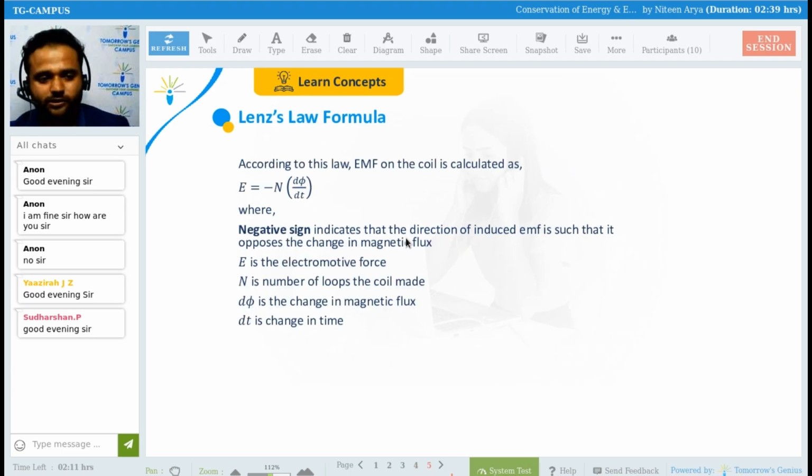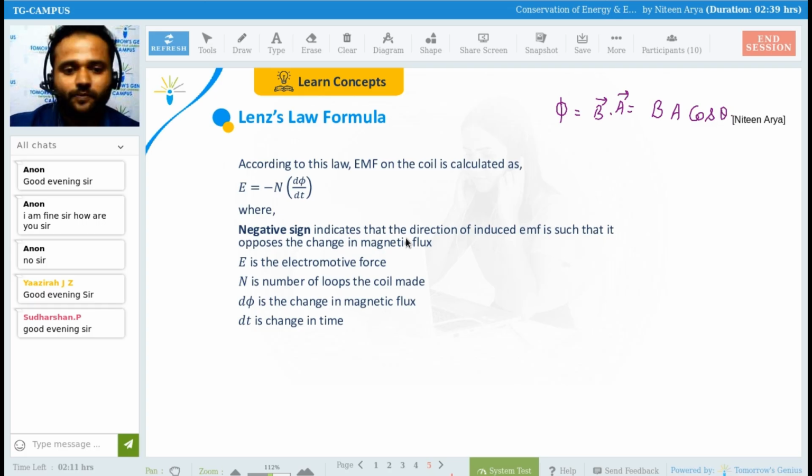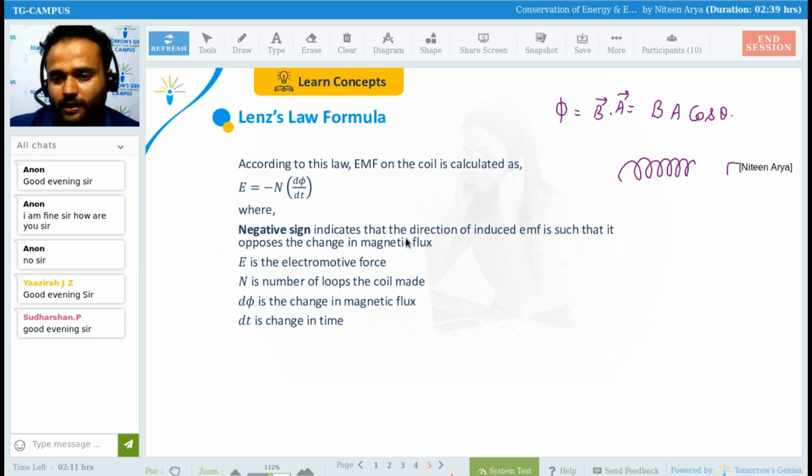Now the Lenz law formula. We already know this from the previous class. According to this law, the EMF on the coil is calculated using N, the number of turns in a particular coil, and phi, the magnetic flux. Phi is B dot A, that is B A cos theta. You can go through the previous lecture for great detail. Whenever magnetic flux passes through a coil, suppose there is a coil and a magnet.